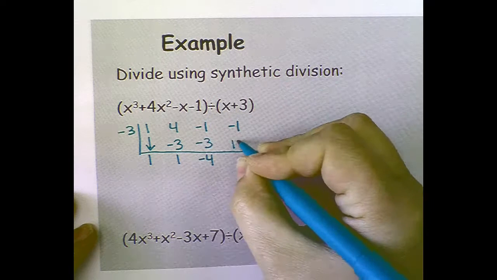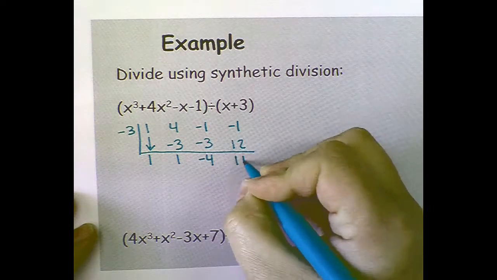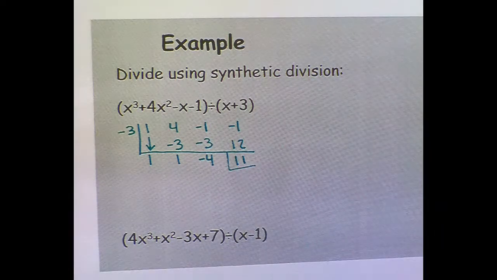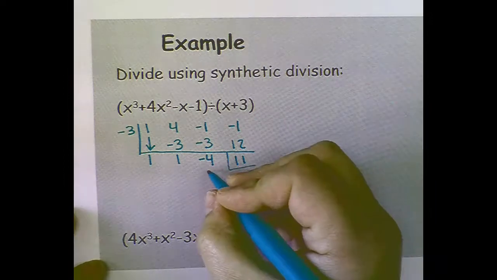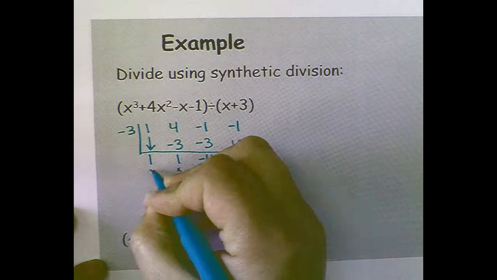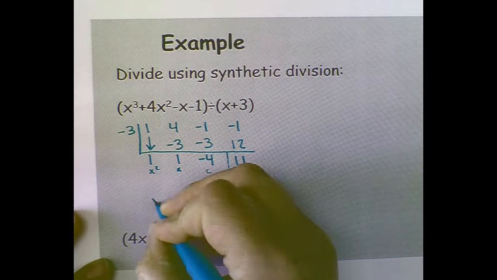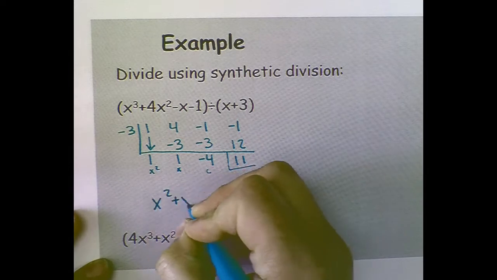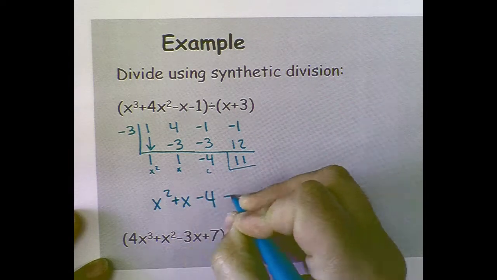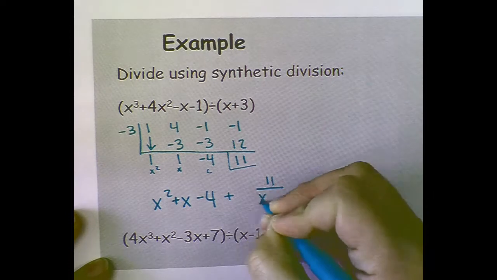Multiply, I get positive 12. Add, we get 11. Put a box around that last number. That is our remainder. We have our constant, x squared. So our answer is x squared plus x minus 4 plus 11 over x plus 3.